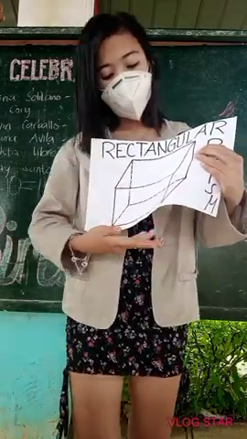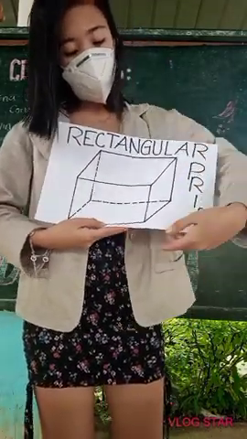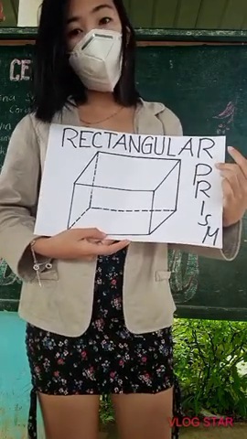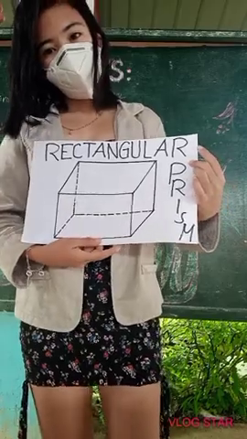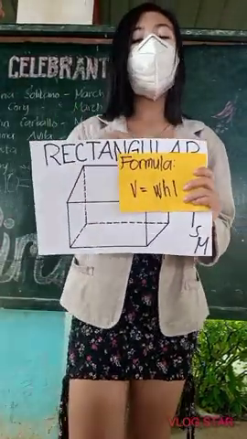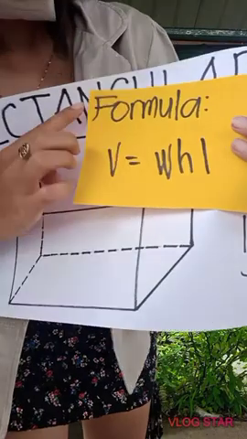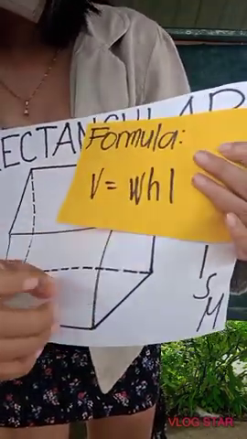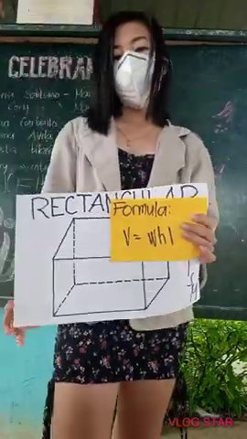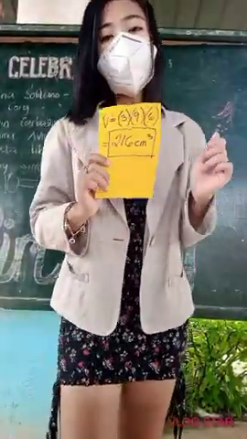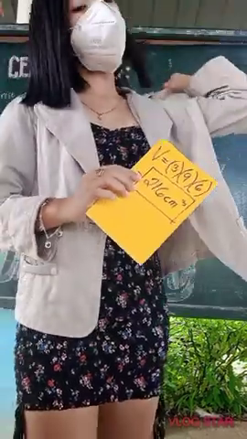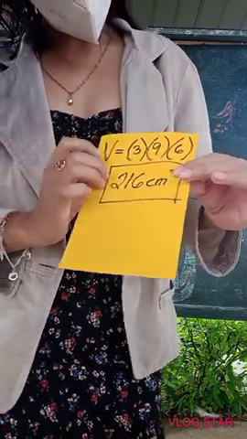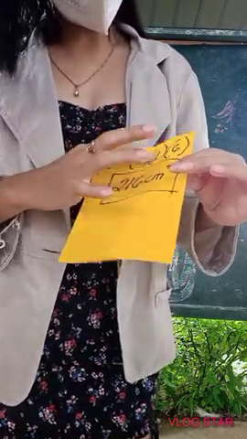So this is the length, the width, and the height of a rectangular prism. This is the formula of the rectangular prism: V is equal to width times height times length. This is an example of how to solve the rectangular prism. So, as I said earlier, V equals width times height times length.